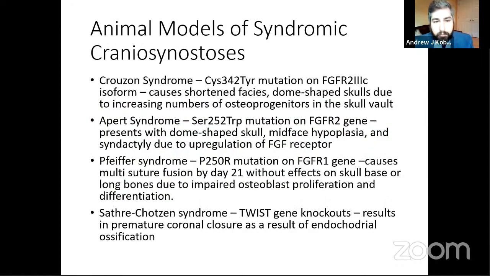So very briefly, Crouzon is the result of a cysteine to tyrosine mutation on the fibroblast growth factor receptor 2, IIIc isoform. It causes the syndromic shortened faces and dome-shaped skulls, and it results in increasing numbers of osteogenic progenitor cells within the skull vault.